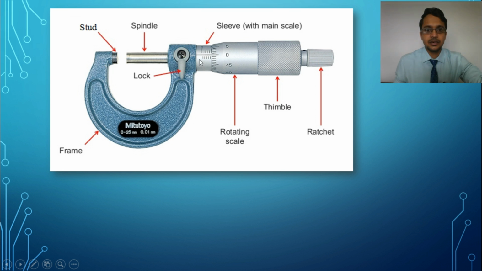This is sleeve with main scale. This is the main scale. Main scale is graduated in millimeter. The smallest division in main scale is 1 millimeter. And this is the baseline. This line is the baseline.